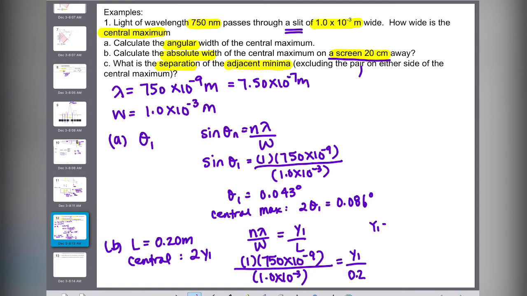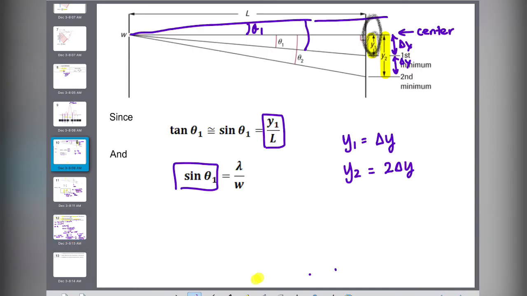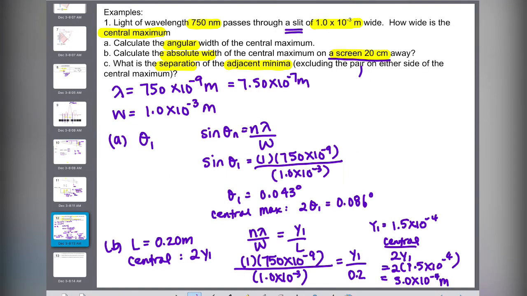So y1 is 1.5 times 10 to the negative 4. So the central is going to be 2 times y1. Multiply that by 2. So 3.0 times 10 to the negative 4 meters. So what that means is what we've done just now is we have done from here to here. That's the central, the absolute width of the central.